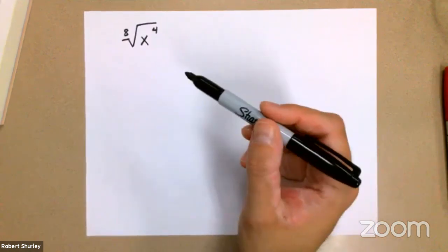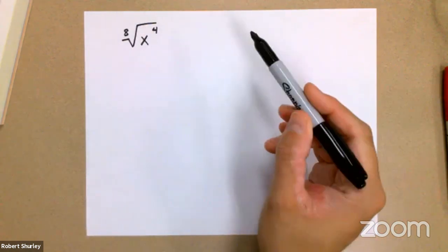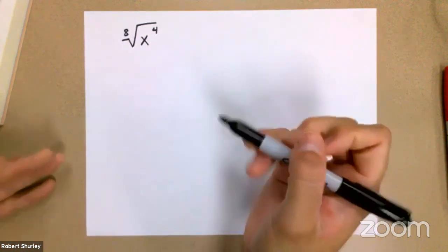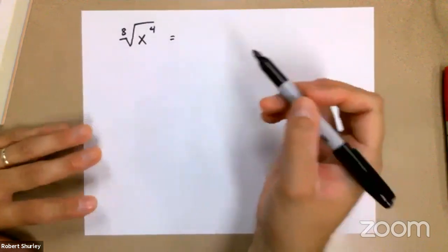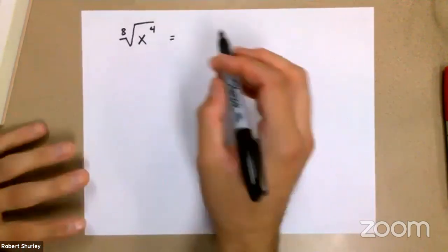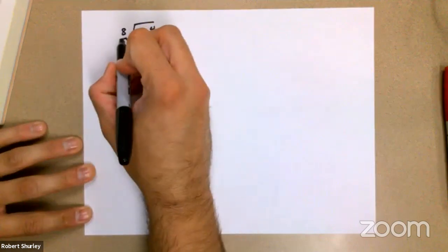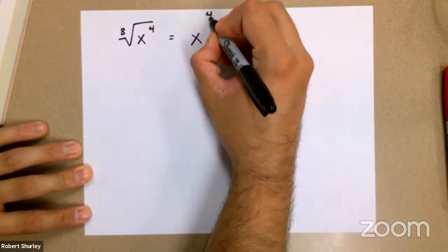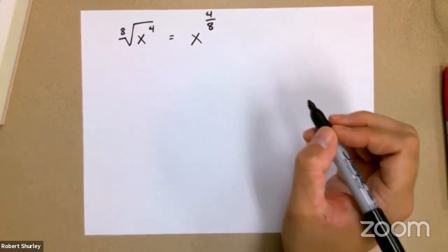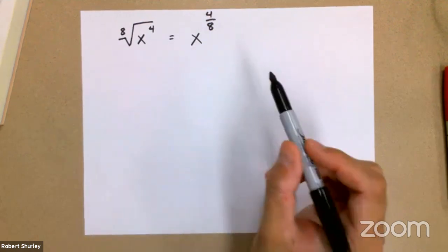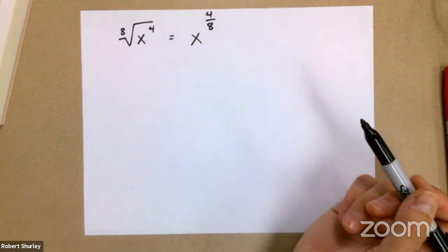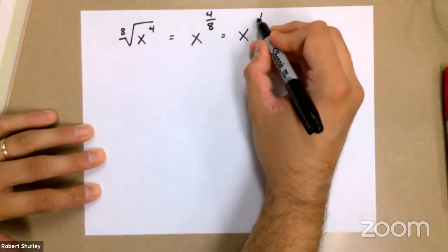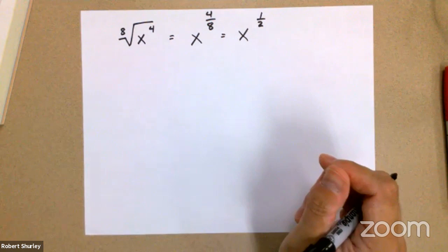So what we're going to do is move this into an exponent, then simplify it, and then put it back into a radical, okay? If I wanted to write this as an exponent, we've got to go the other way from earlier. Remember, this is the denominator. This is going to be the numerator. So we wind up with x raised to the 4/8, right? So the 8th root of x to the 4th just winds up being x to the 4/8. And we know x to the 4/8 is just x to the 1/2, because 4 over 8 is just 1/2.